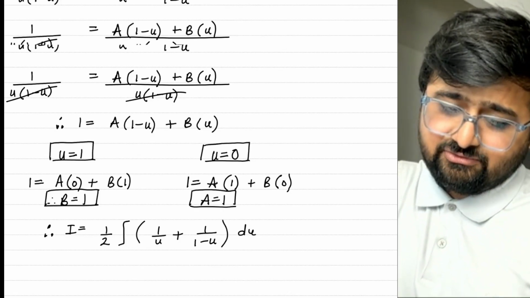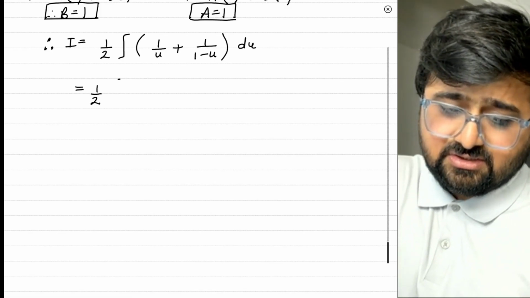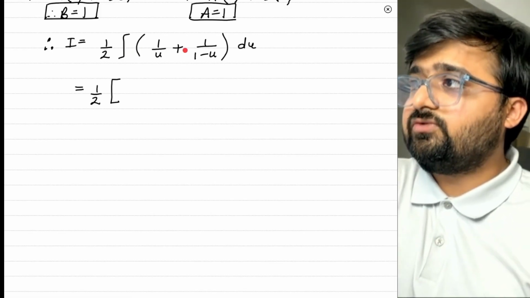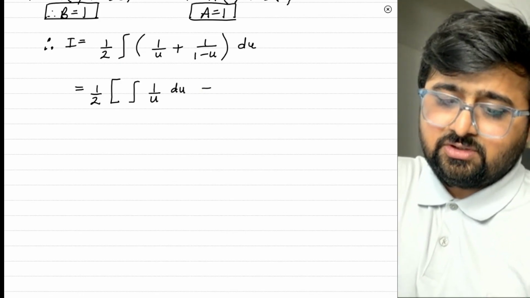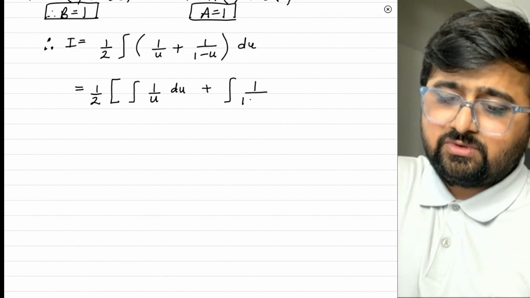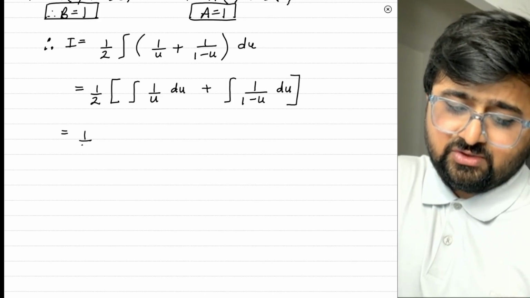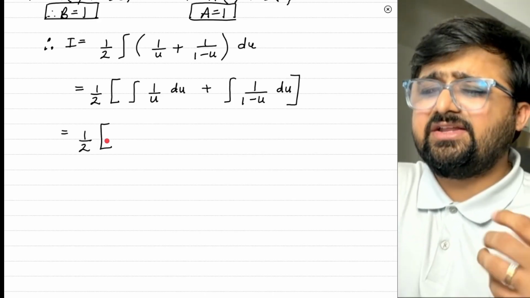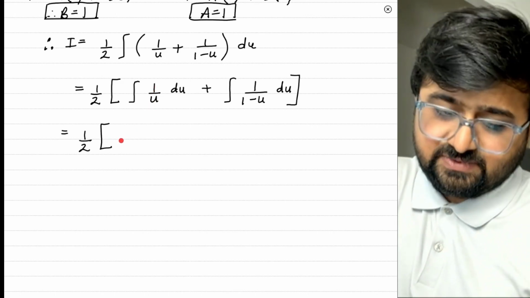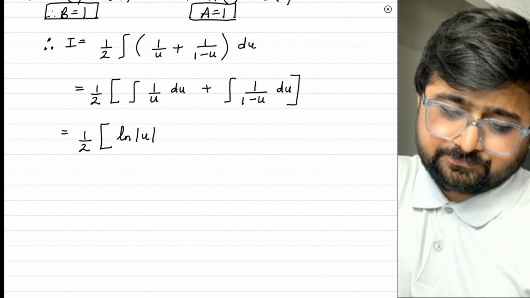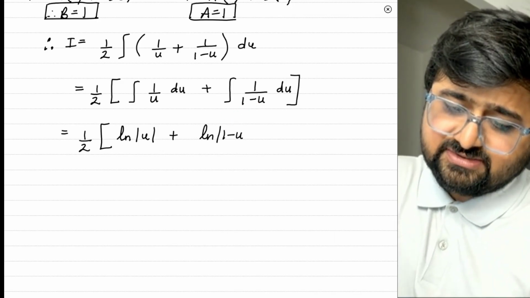How easy is it now to integrate this? It's very straightforward, because we can just give the integral to both of those terms. So we have the integral of 1 over u with respect to u, plus the integral of 1 over 1 minus u with respect to u. Now we know the integral of 1 over x is nothing but ln x, natural log of x. So the integral of 1 over u with respect to u is ln of u, plus the integral of 1 over 1 minus u is also ln of 1 minus u.